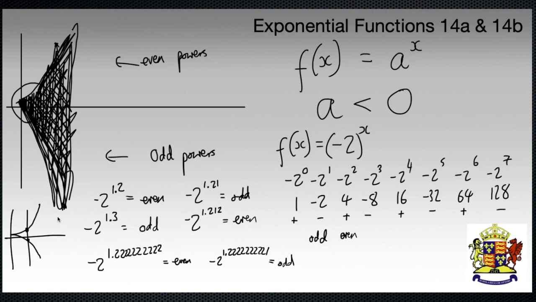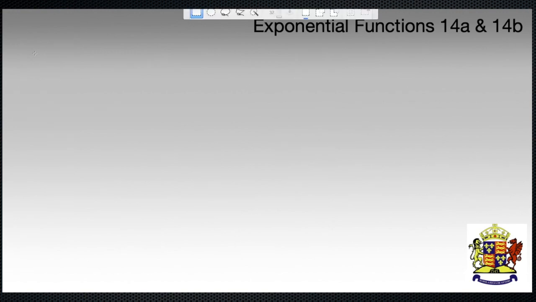Now, this is all a bit kind of pie in the sky thinking. It's impossible to do it, okay? So all you need to remember is that when a is less than 0, you cannot get a graph, okay? And it's for this reason, odd and even powers. Now, you might be asked to plot something.